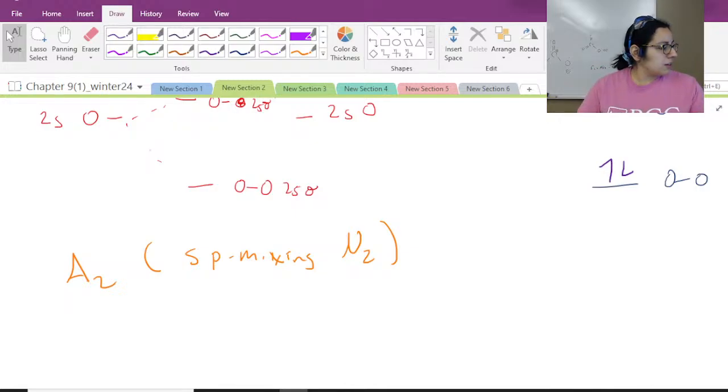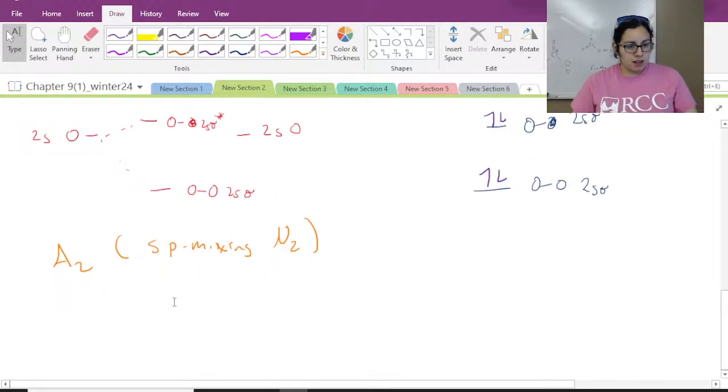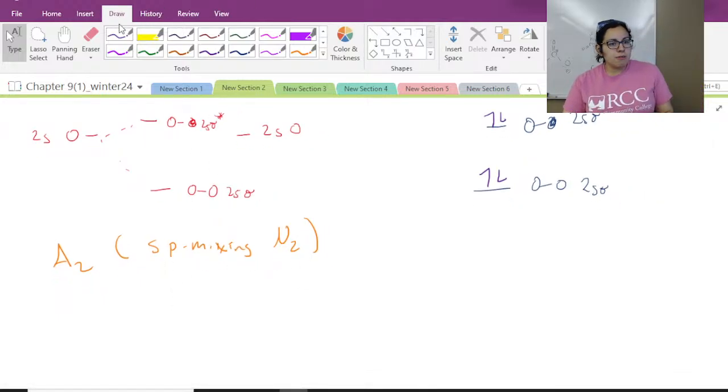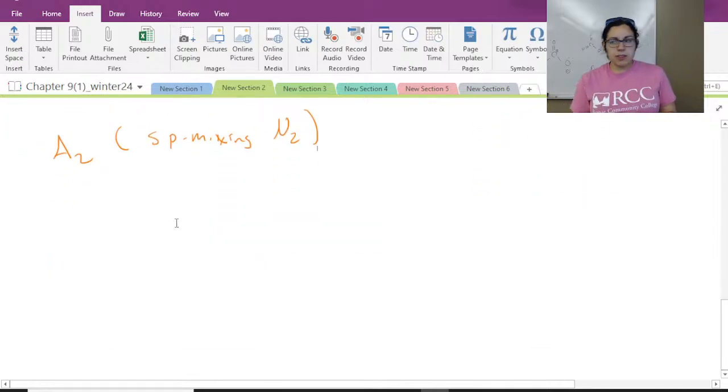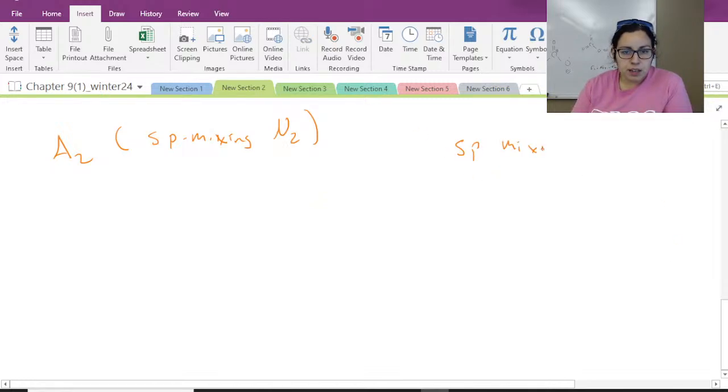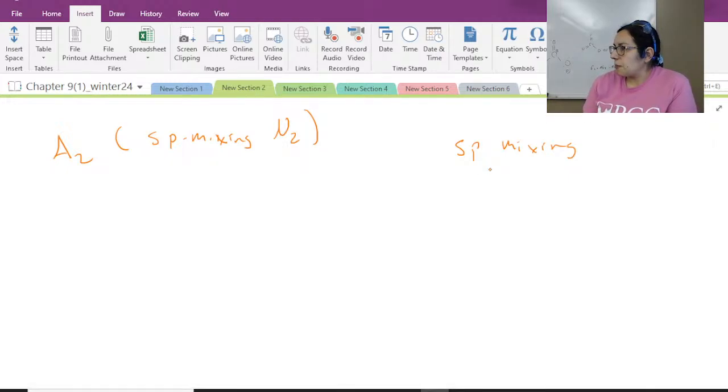And so now let's look. What's helpful before we get into our diagram is to think about what orbitals can mix, and then what is that going to look like? So let's think about our sp mixing possibilities. Which orbitals do you think will mix, first of all? Any ideas?